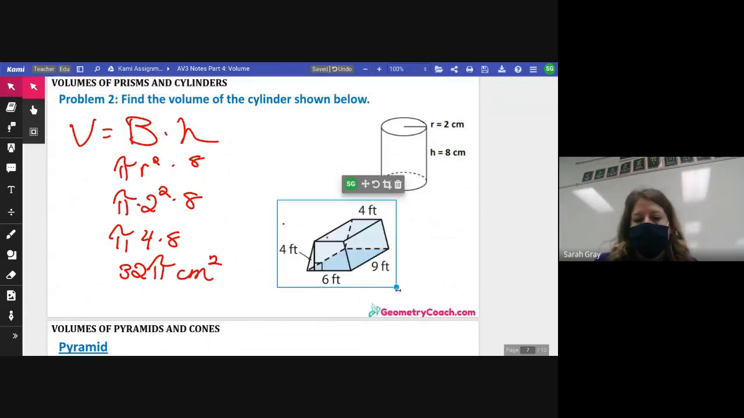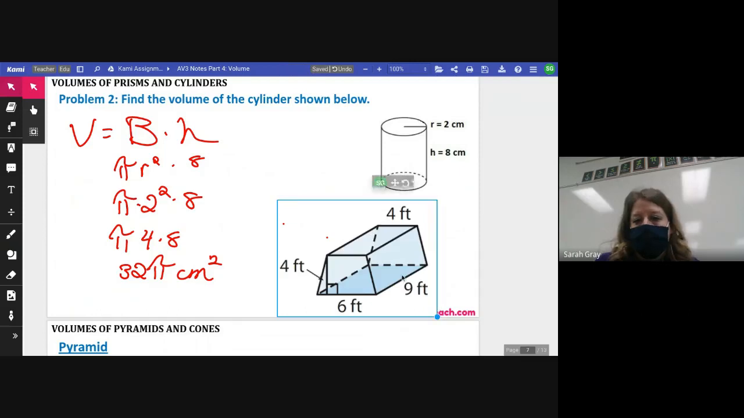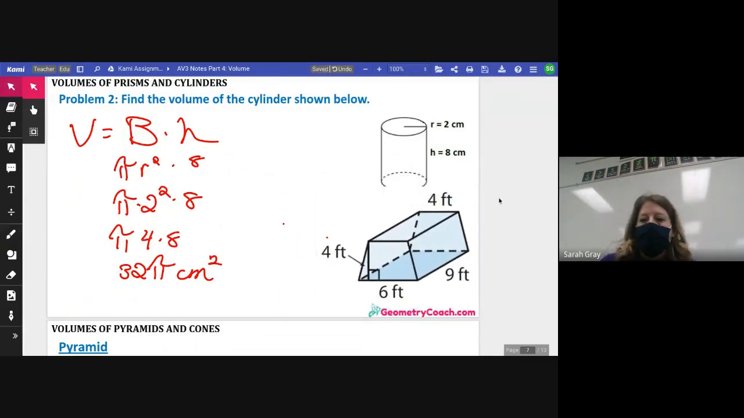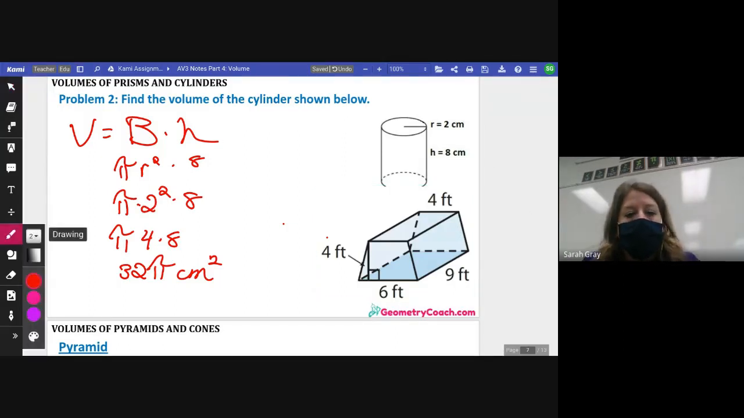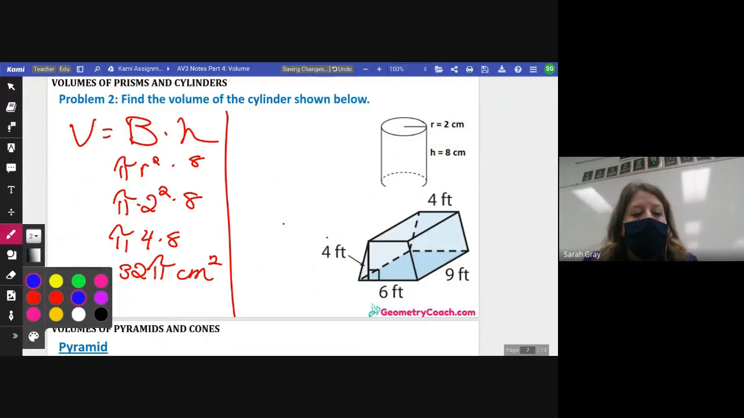Here we go. You don't have to write this down if you don't want to. You can just kind of follow me. But here we have a trapezoidal prism. And the formula for it is still going to be the same. It's going to be the area of the base times the height.